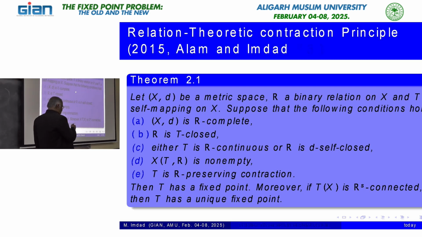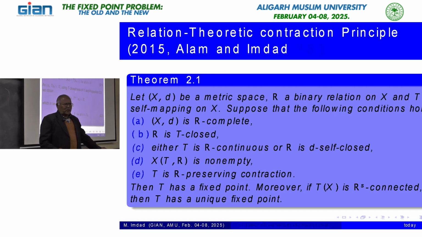Now you can see a few lines of the proof, it is not very difficult. Look here, by the first condition we are able to have the sequence of iterates: x naught is related to T x naught, and by T-closedness, which we have defined as the T-closed condition, if x, y belonging to X, this is a heavy condition, then T x, T y belong to R.